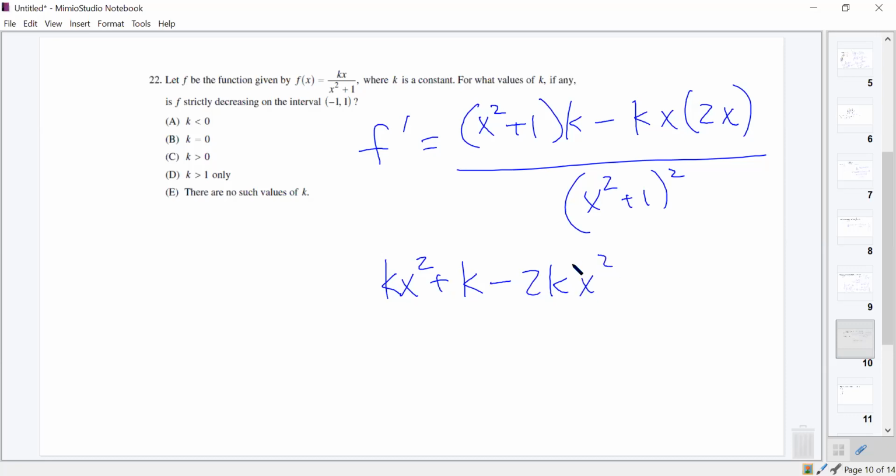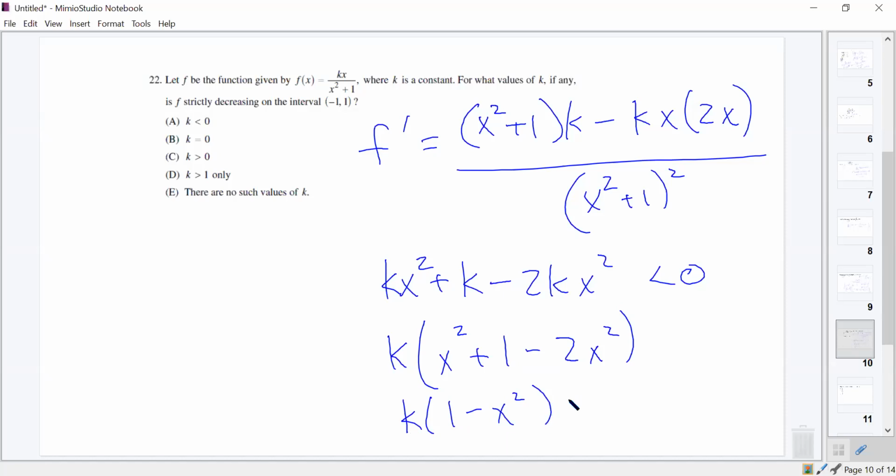We want to know when is that less than 0 for x values between -1 and 1. So we just need to figure out when that's true. Probably the easiest way to do that is to factor out k. We have k times x squared plus 1 minus 2x squared, or k times 1 minus x squared, or k times 1 minus x times 1 plus x.